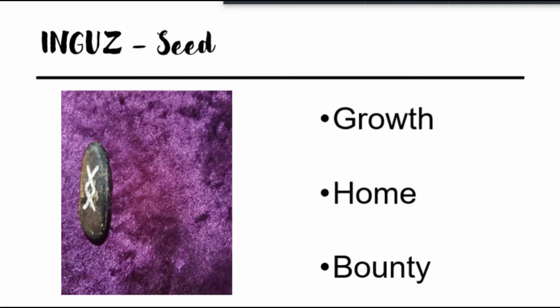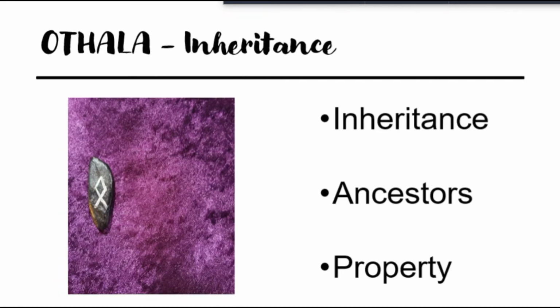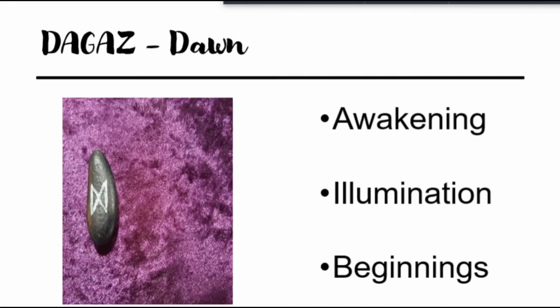Ingwaz is a seed. So seeds are about growth, home, and bounty. Very much about things that are earth and stable. Othala is inheritance. So this is obviously inheritance itself, ancestry, and property. And Dagaz is the dawn, a very beautiful rune for new awakenings, illumination, and new beginnings.